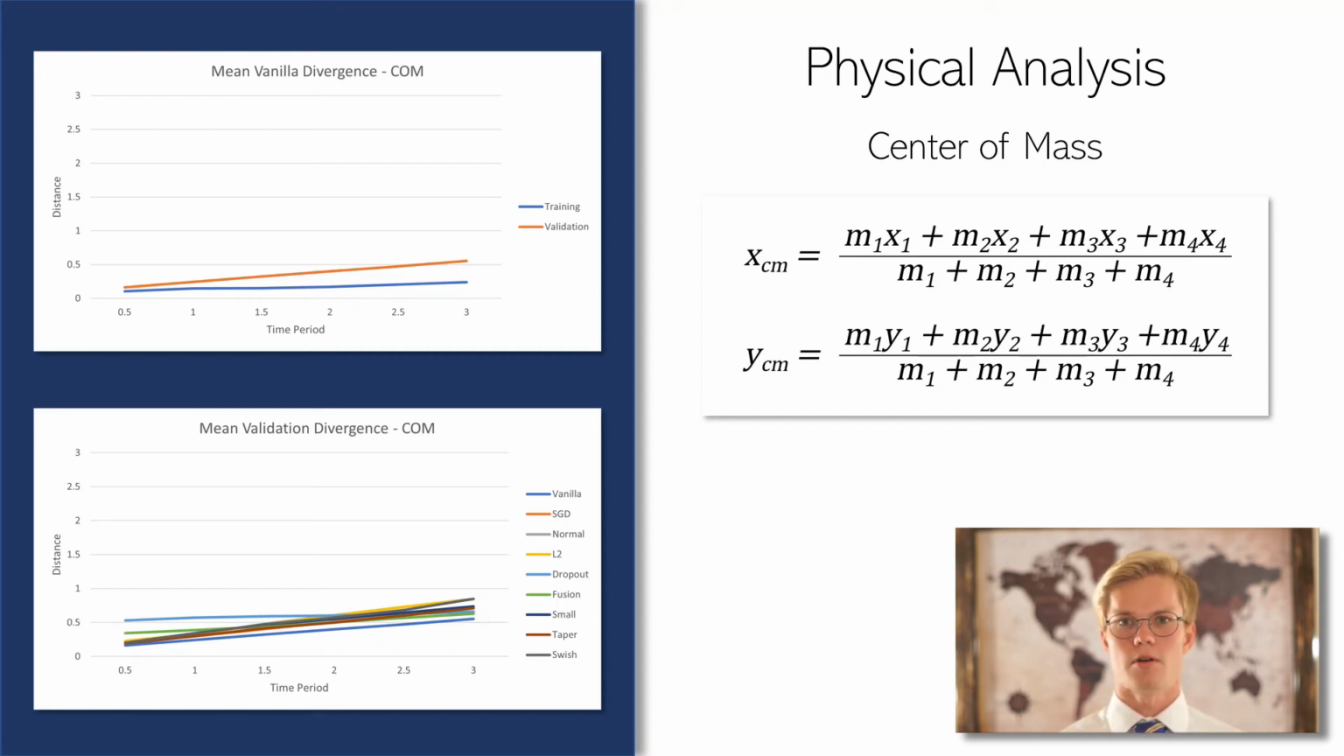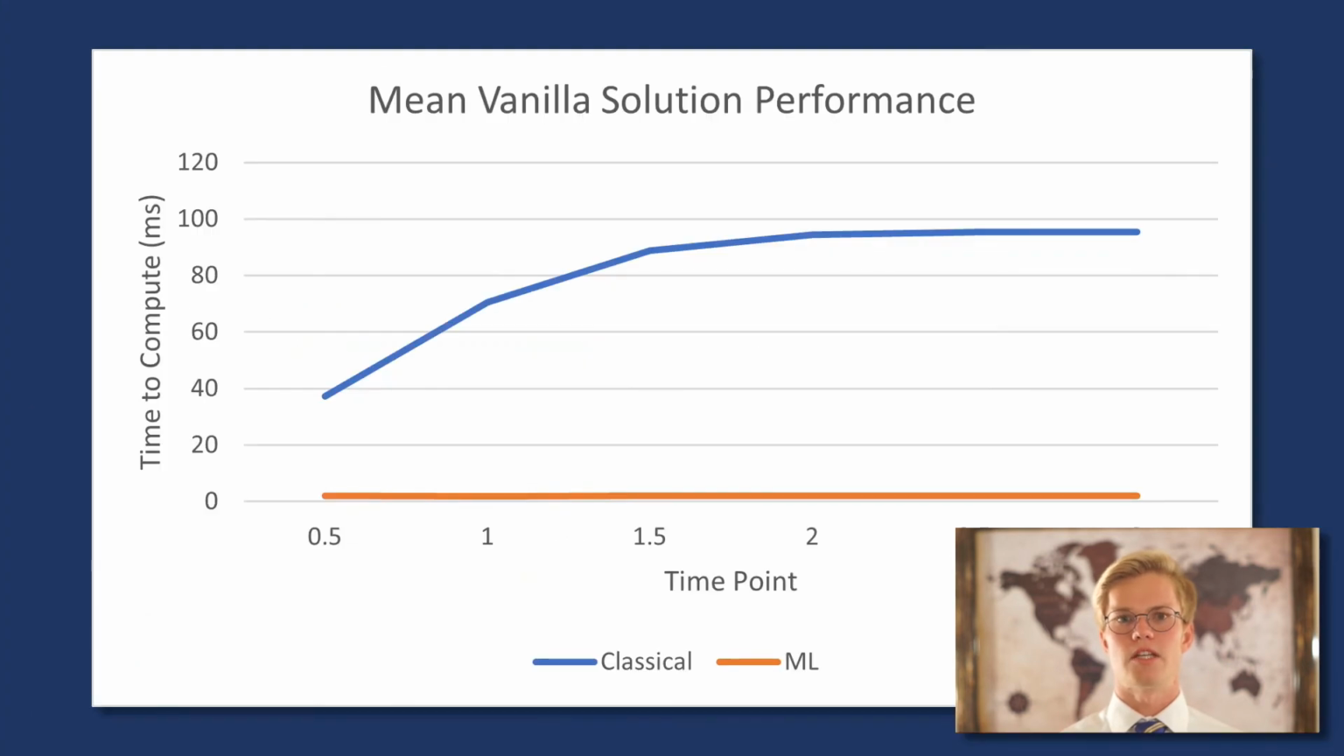Accuracy is only half the project, though. Speed is the other half. In this, the machine learning model proved to be dramatically faster than the classical solution, which, on average, was 40 times slower. The machine learning solution was also able to solve problems in a consistent amount of time, whereas the classical solution varied widely in calculation time.